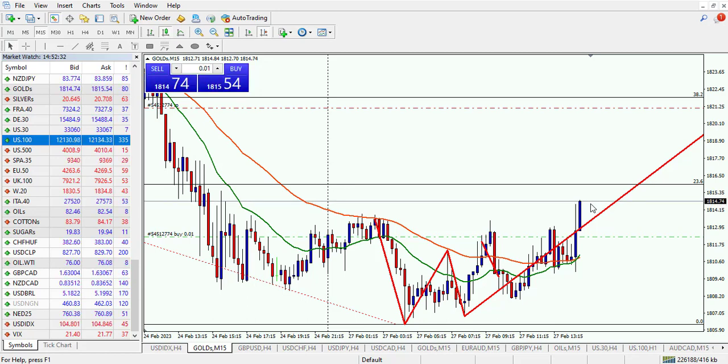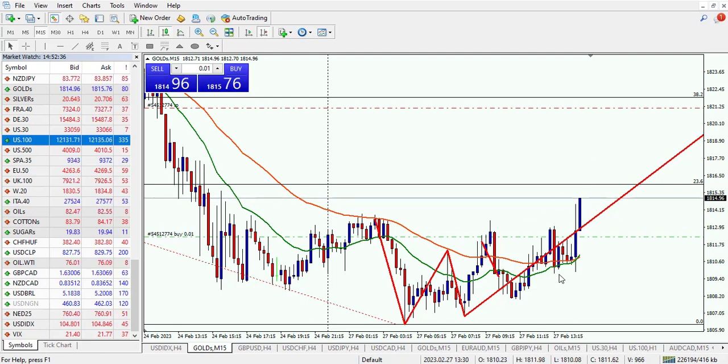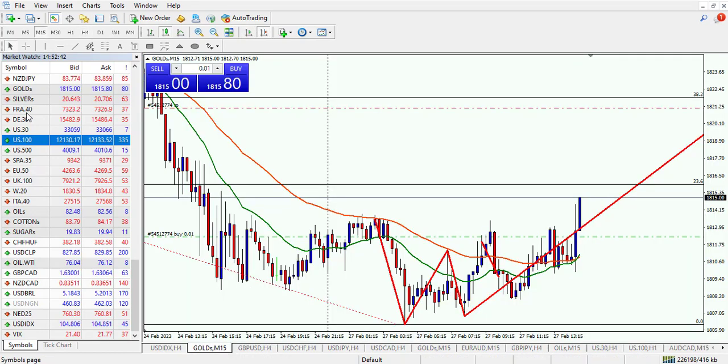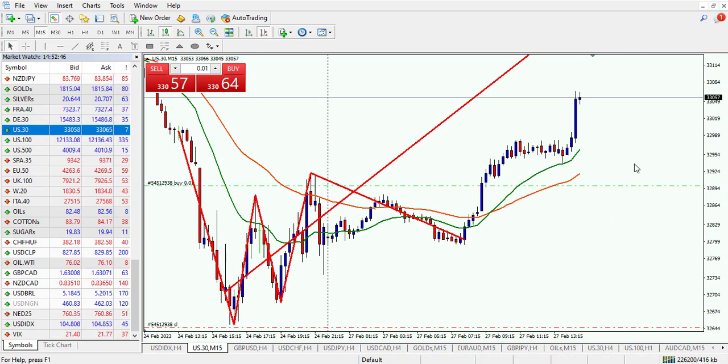We're expecting this retracement. So quickly, same thing for US 30. We did the same thing. Let's have US 30 here also. We did the same thing for US 30. As you can see, we entered from here and the market has pushed to the upside from our analysis.